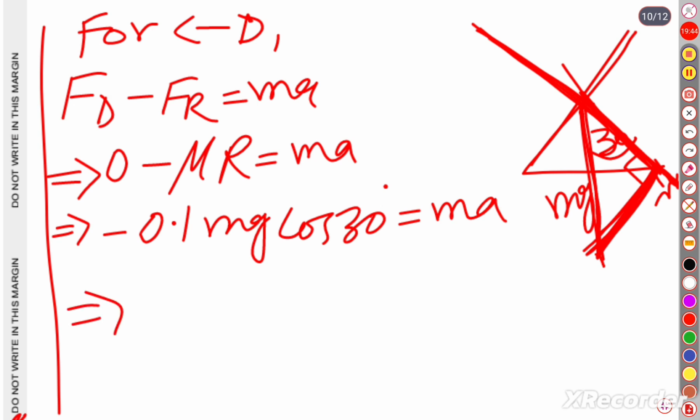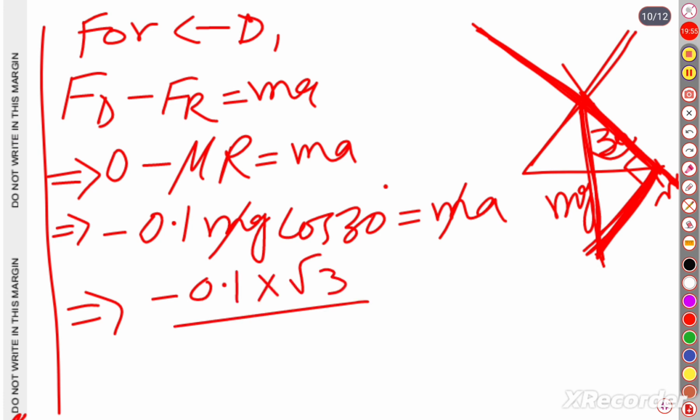Then from both sides, if we cancel out this m, it is going to be negative 0.1, and cos 30 we know is root 3 over 2. Sorry, we are missing one thing, that is the value of g. The value of g, acceleration due to gravity, is 10. So root 3 over 2 is the value of cos 30, it is a.